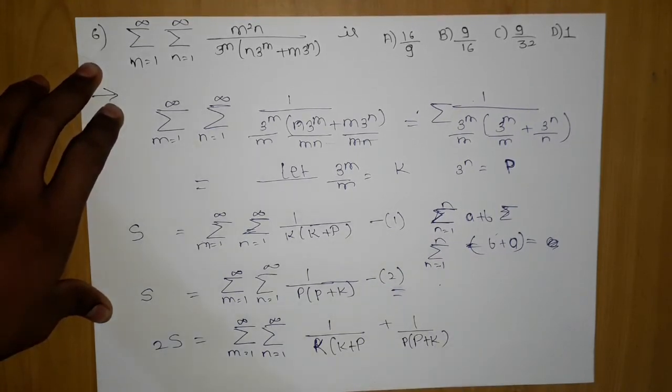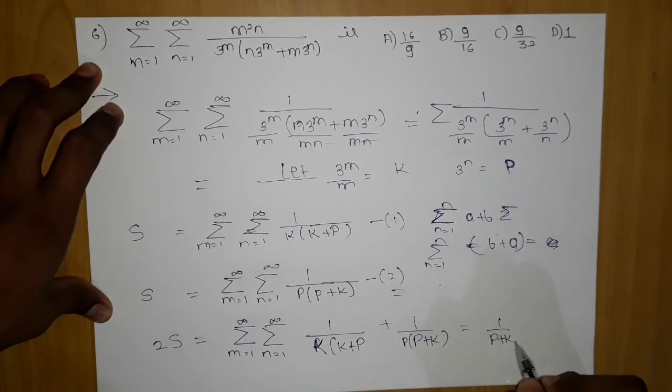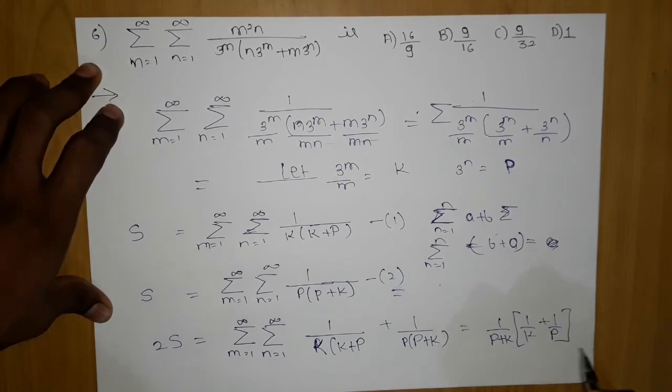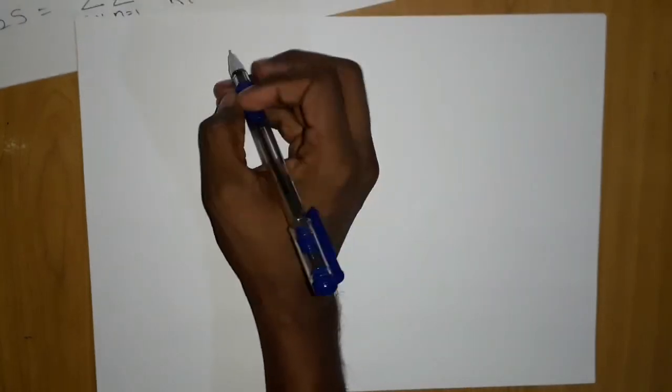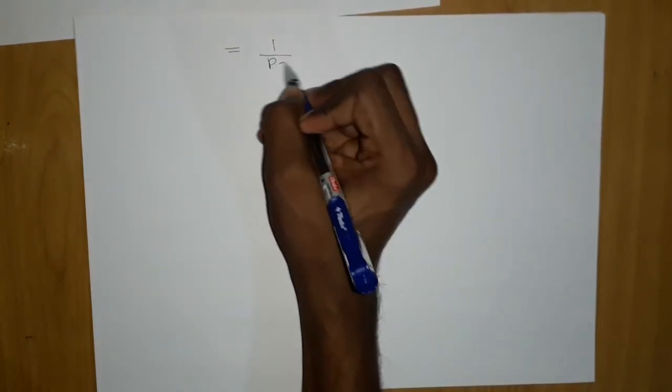So I have written this. Now I will not write this whole thing. p plus k I can take common, and then I am left with 1 upon k plus 1 upon p. So in the next step we can do one small thing, that is, this thing which is nothing but 1 upon p plus k.